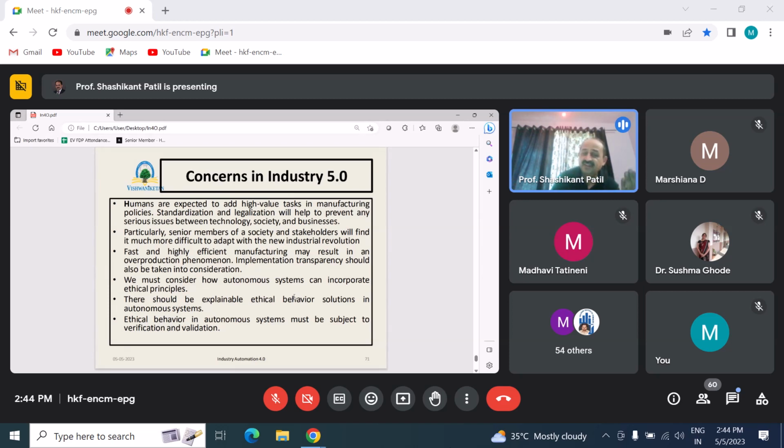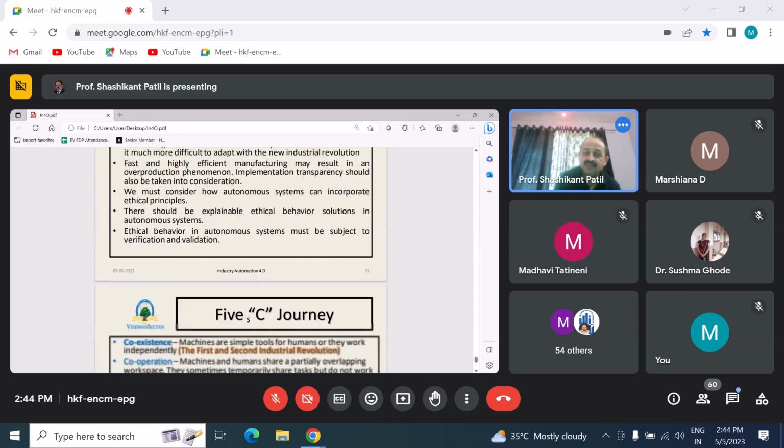Implementation of transformation should also be taken into consideration. Also, we should not forget how our autonomous systems can incorporate ethical principles. Okay, there is a huge debate now on AI standards, AI ethics, and all that. Then there should be explainable ethical behavior solutions in autonomous systems, and ethical behavior in autonomous systems must be subject to verification and validation.